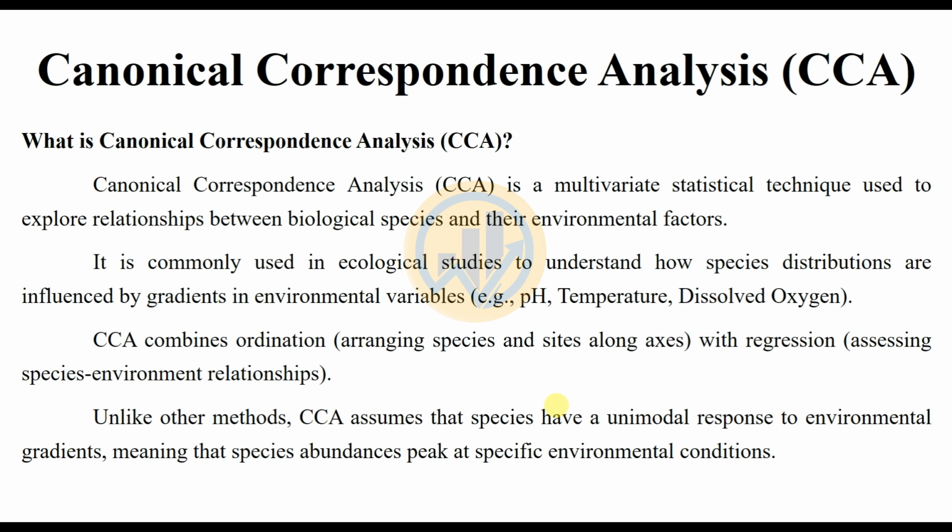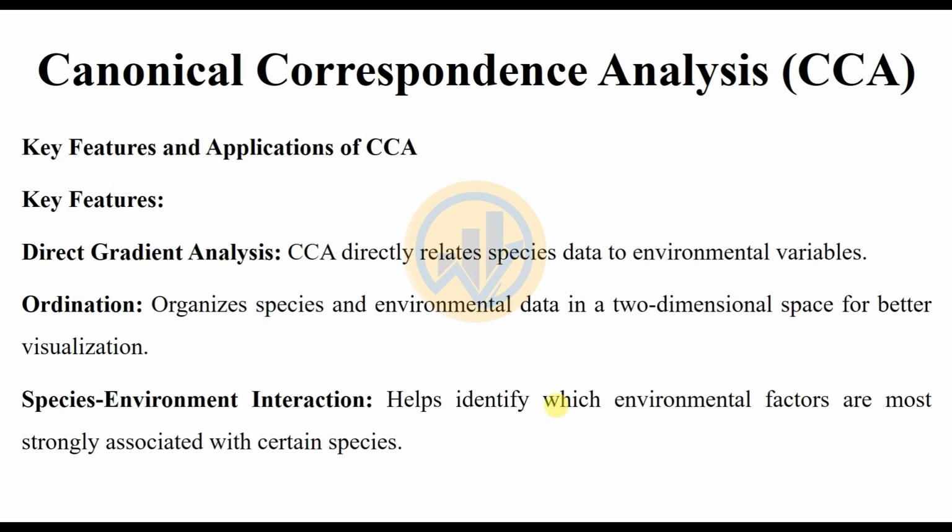CCA combines ordination, arranging the species and sites along the axes, with regression assessing the species-environment relationship. Unlike other methods, CCA assumes that species have a unimodal response to environmental gradients, meaning that species abundance peaks at specific environmental conditions. So, the key features and applications of CCA.